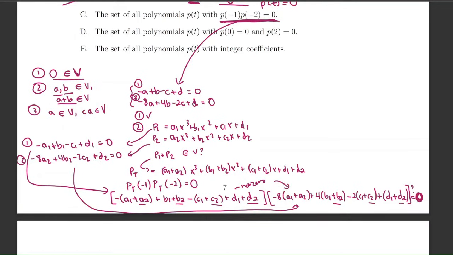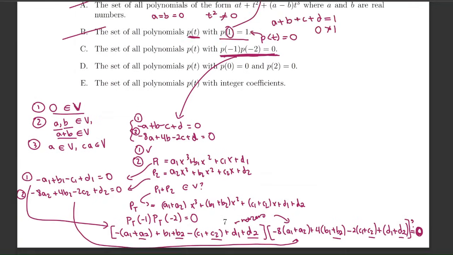So this condition, that if you have two elements of the subset, the addition of the two is also in the subset, is not necessarily true for all possible polynomials in the set. Because of that, this is not closed under addition. So we can say that this is not a subspace, because it's not closed under addition.